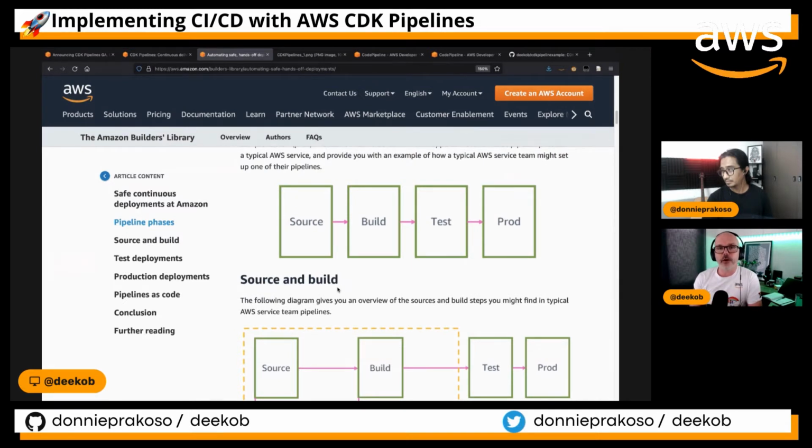So a typical pipeline would be a source stage where you check out source from your favorite code repository, whether it be a Git code repository or somewhere else. Then you build that code, and then you test that code, and then you deploy that code either to a test environment or to production. So the CDK pipeline is a way of orchestrating that for CDK applications.